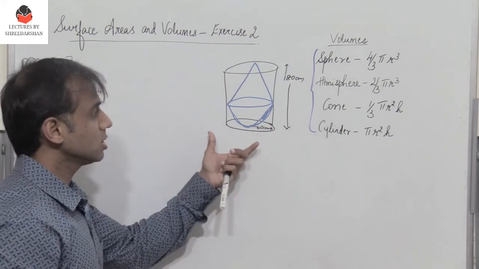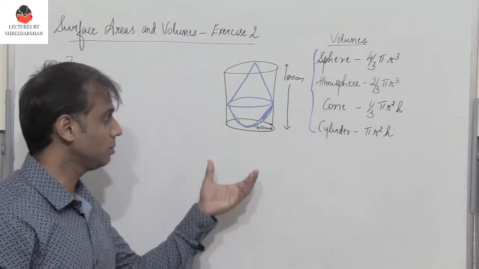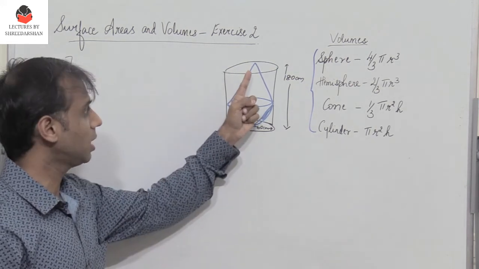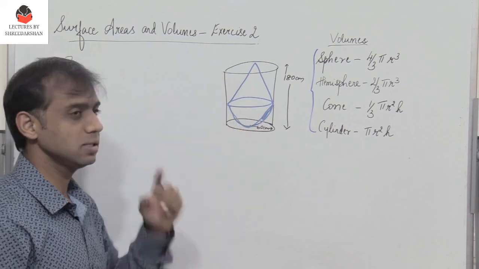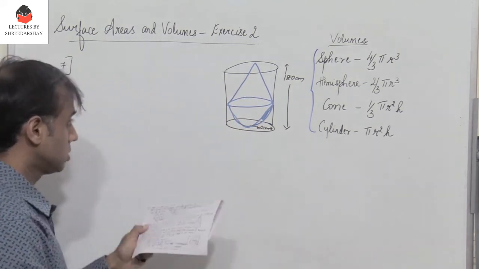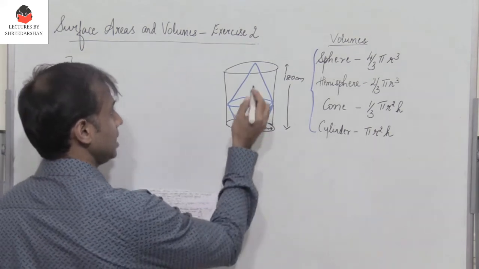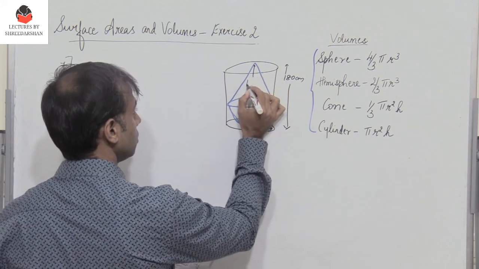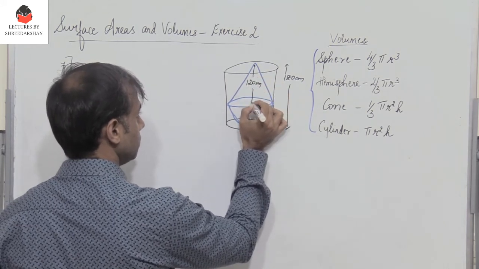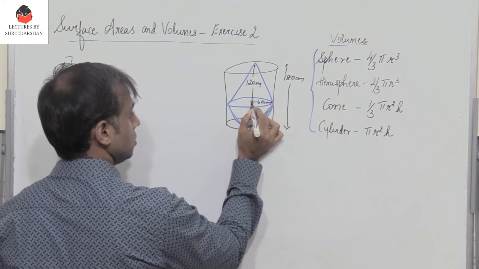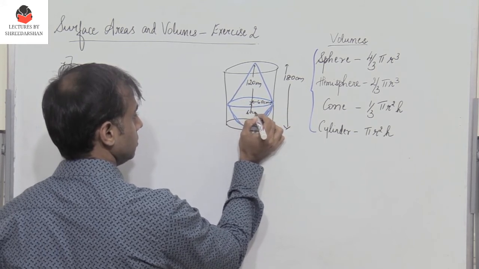So what is the water which is still present in the cylinder? It is nothing but the volume of the cylinder minus the volume of this solid, which is nothing but the volume of the cone plus the hemisphere. Now what are the details of the solid which is being given? The height is 120. So the height of the cone is 120 and the radius is 60. So this also is 60 here.